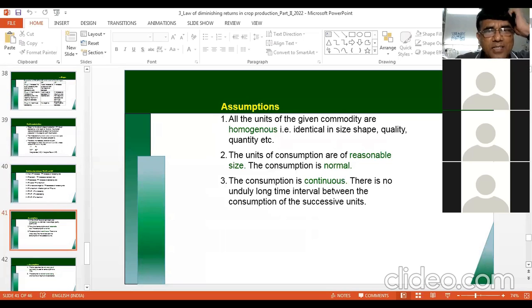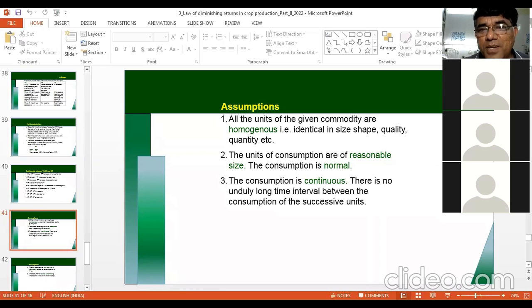And then there are certain assumptions in the law of diminishing return. Law of diminishing return is not universal. It takes certain assumptions also, that all the units of a given commodity or inputs are homogeneous, identical in size, shape, quality. It means it is assumed that all the labor will have equal efficiency. It is not that one labor is producing 10 units and another labor is producing 20 units.